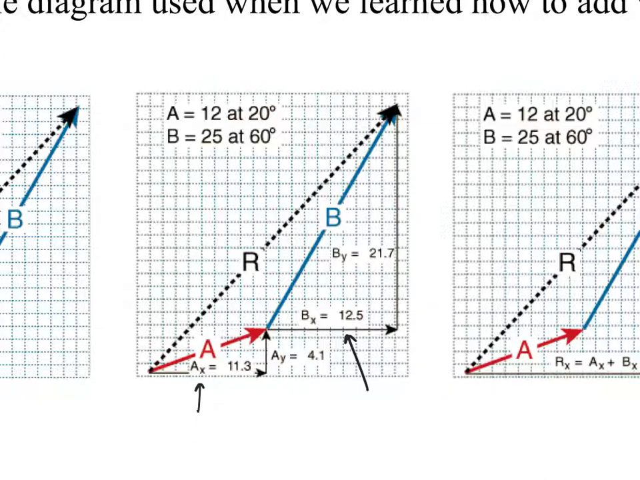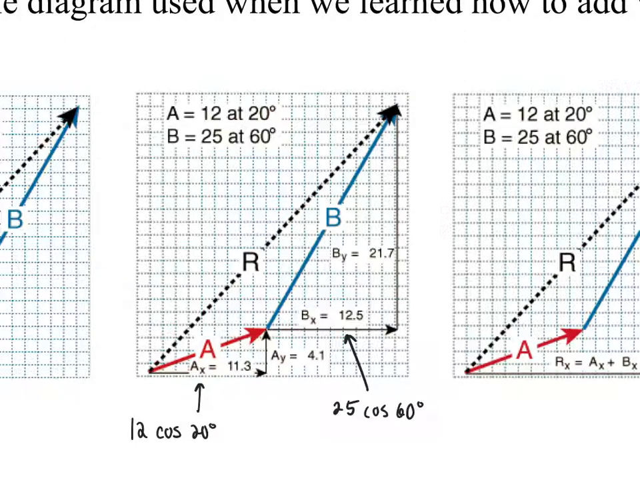And how do we get AX? To get AX, we take vector A, which is 12, and we multiply it by the cosine of the angle. And to get BX, we take its vector, which is 25, times the cosine of its angle, which is 60 degrees. That's where those numbers are coming from. So we're using what we came up with on the previous slide to give us a value for the components in the x direction for A and B.